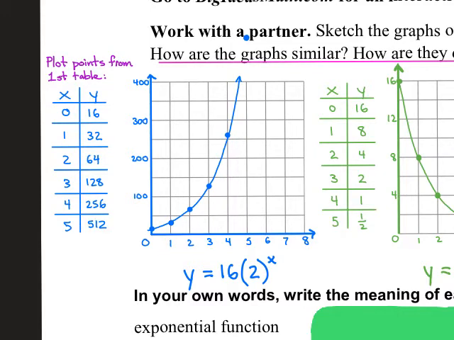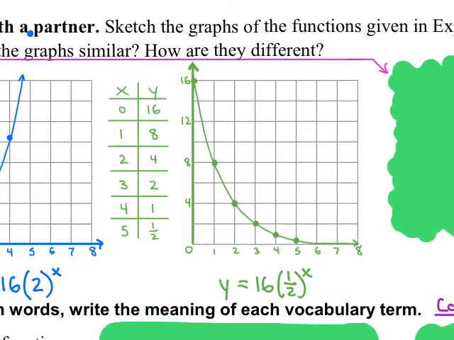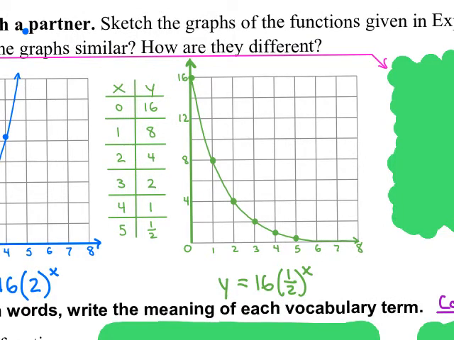All right, so let's see what it looks like when instead of having that 2 as our base in the power, we have a 1/2. That's the second exploration we looked at. So these numbers here are all the numbers. I took them directly from the table in exploration number 2. All right, so we start on the y-axis. The biggest value we have is 16.